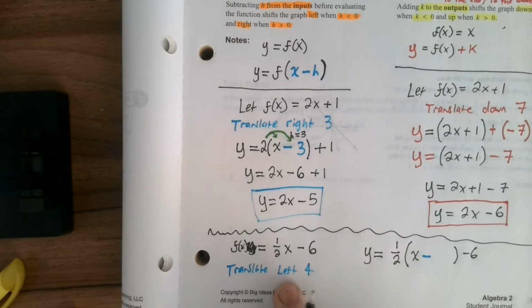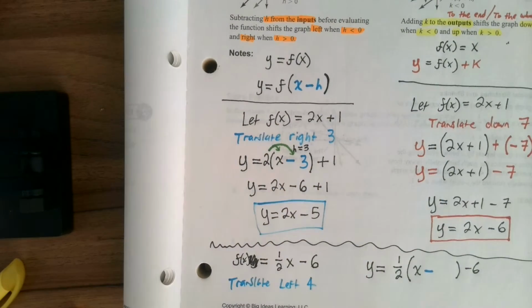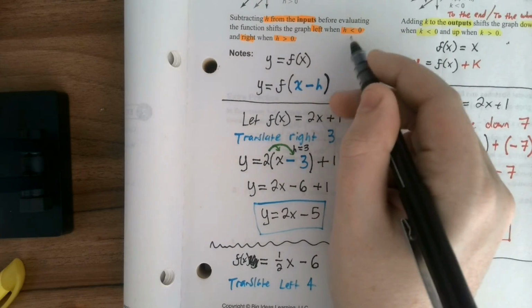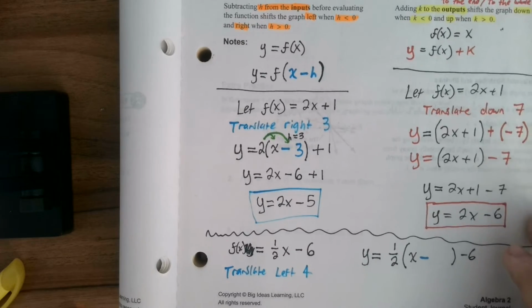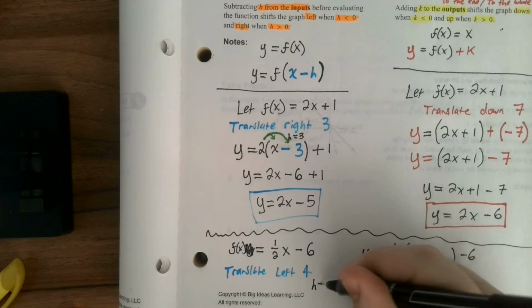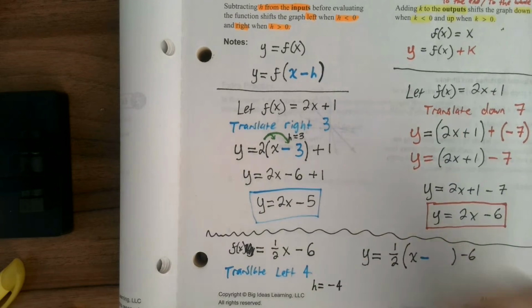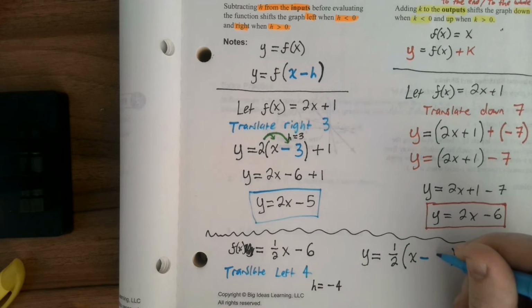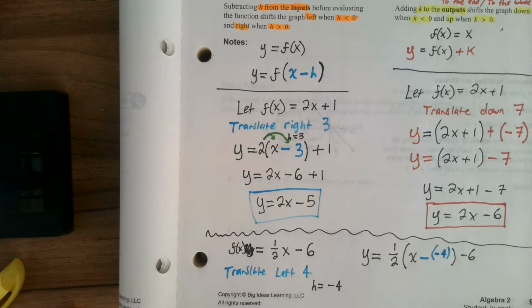Now, if we're going left 4, what do our notes say about moving left? It says we move left when h is less than 0, or h itself is a negative number. So left 4 tells us that our h value should be negative 4. We want to put a negative 4 here after the minus sign. So we plug in negative 4. And we like parentheses because minus and negative always look strange.